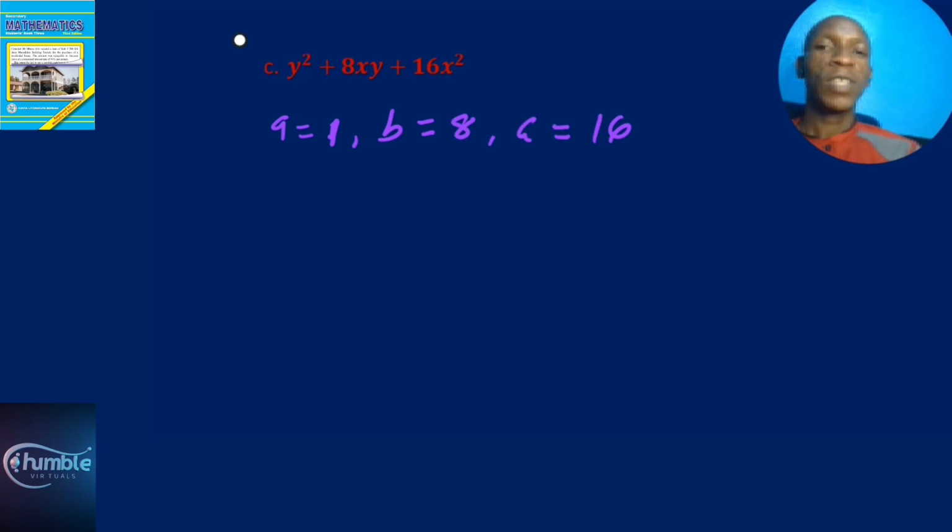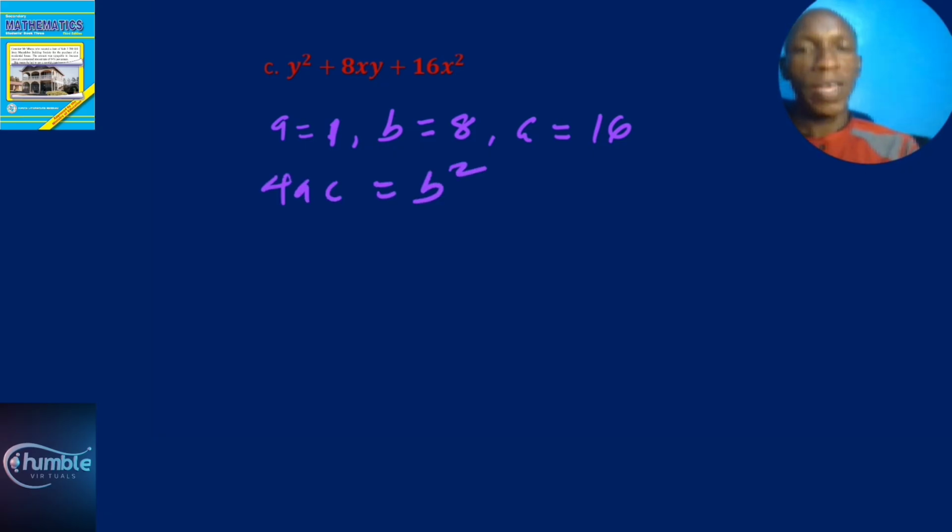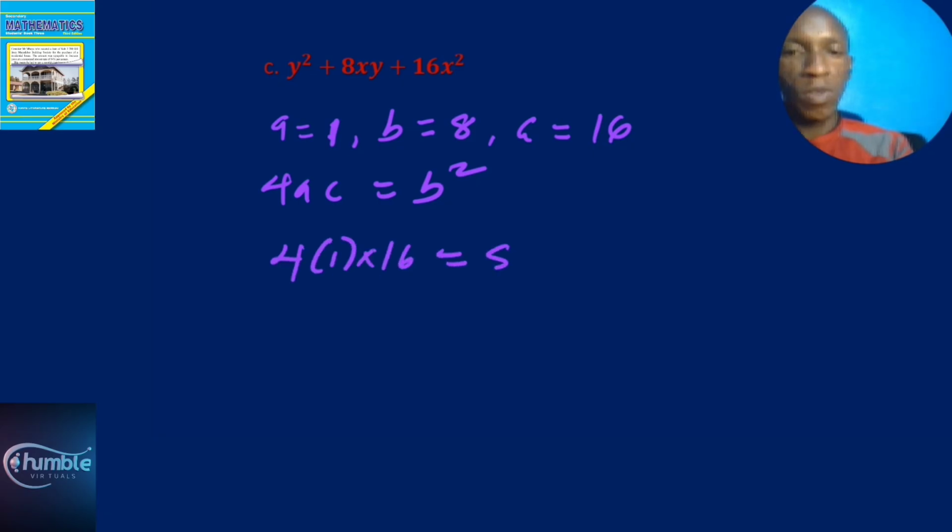It can also be the other way around. In this case, b will still remain equal to 8, whether you decide to take 16 to be a, 8 to be b, and c to be 1, and we still get the same answer. Now, the rule is 4ac is equal to b squared. So therefore, 4 by 1 by 16 should be equal to 8 squared. This is 64 is equal to 64.